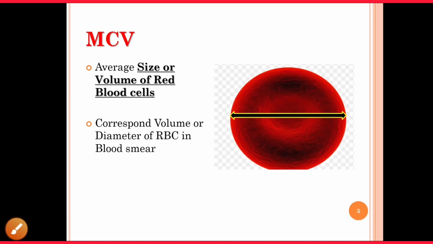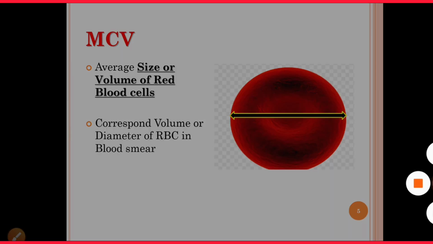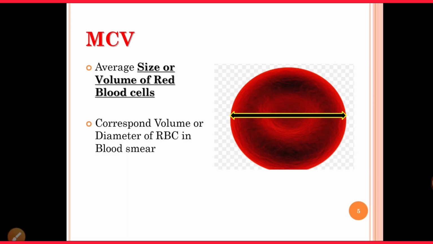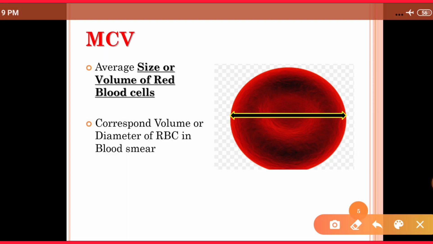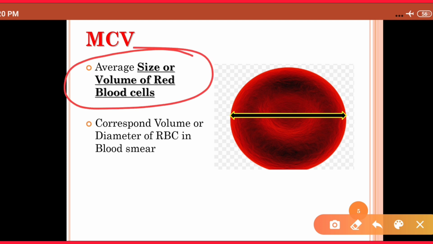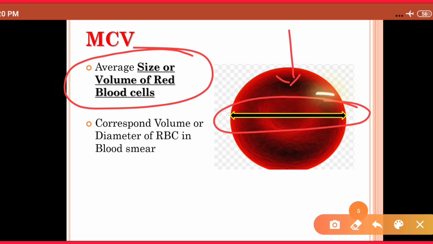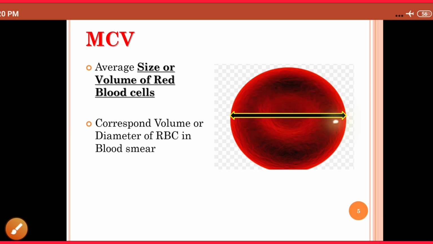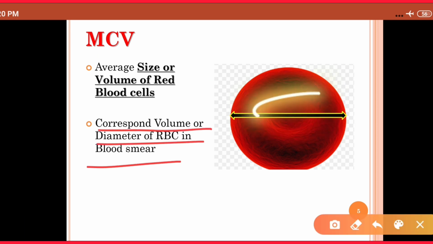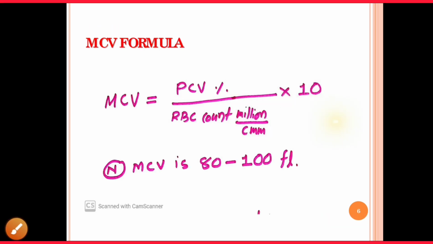Alright. So let's start the discussion with the first red blood cell index, that is your mean corpuscular volume, MCV. So guys, the name itself suggests that this index is related to the volume of red blood cell, meaning it reflects the size or the volume of red blood cell, right? In this diagram, you can see that we can calculate the volume or size of red blood cell. So it corresponds with the volume or diameter of the red blood cell in your smear. So you can calculate it manually as well.